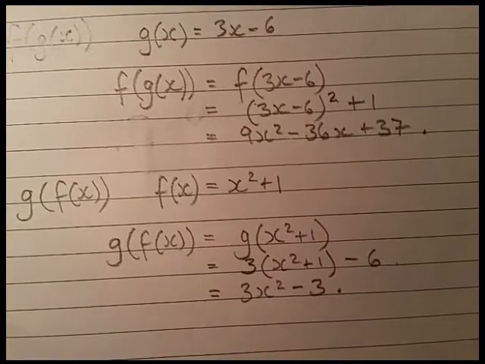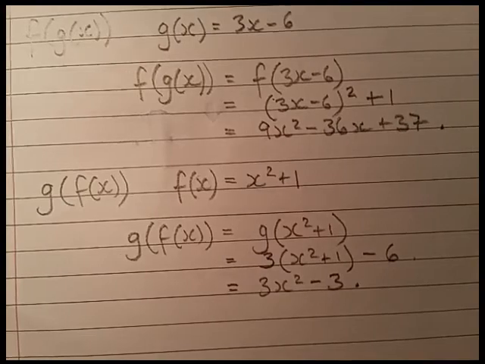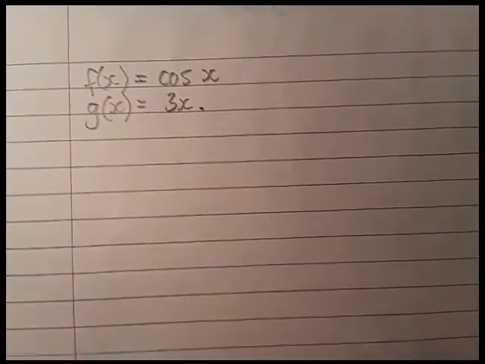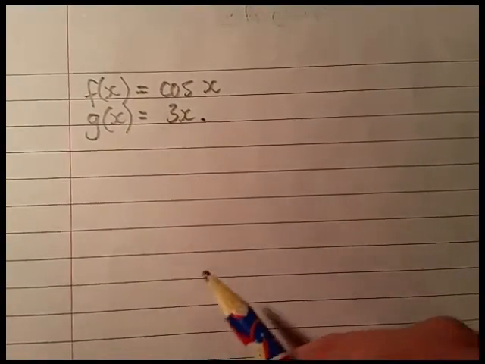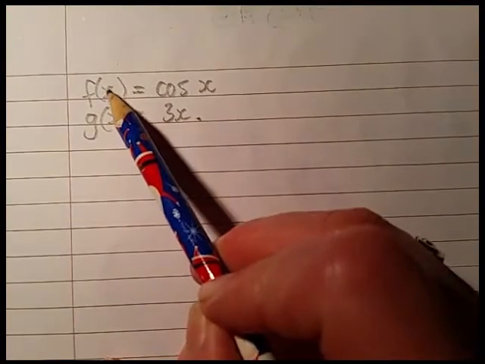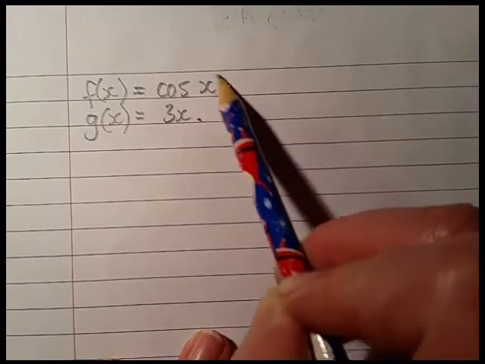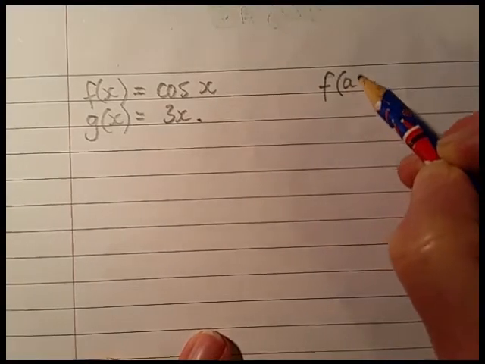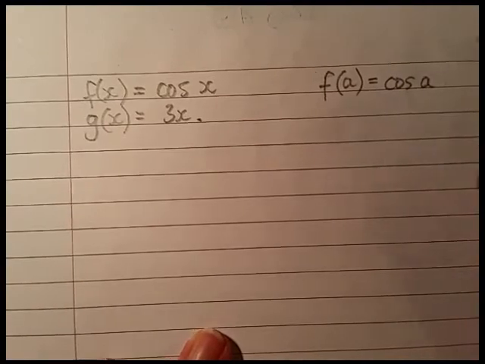So hopefully that makes sense, and composite functions are a little bit clearer than they were. We'll have a look at a couple of other examples. You might have a function like f of x equals cos x and g of x equals 3x. They work exactly the same way. f of x, or f of whatever you put into the function, is cos of that. So if you put in a to the function, f of a, it's just cos of a.